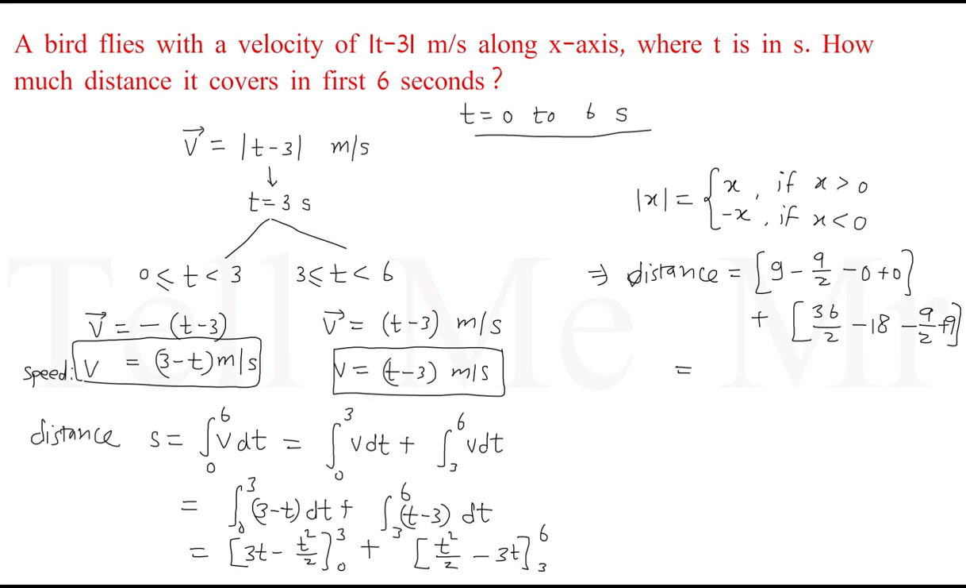And let's simplify this. So 9 minus 9 by 2 will be 9 by 2, plus this 36 by 2 is 18, so 18 minus 18 is 0. So this is plus 9 minus 9 by 2, again 9 by 2 will be left, and the total will be 9 meters. So this is the answer. 9 meters is the total distance covered by the bird in the first 6 seconds.